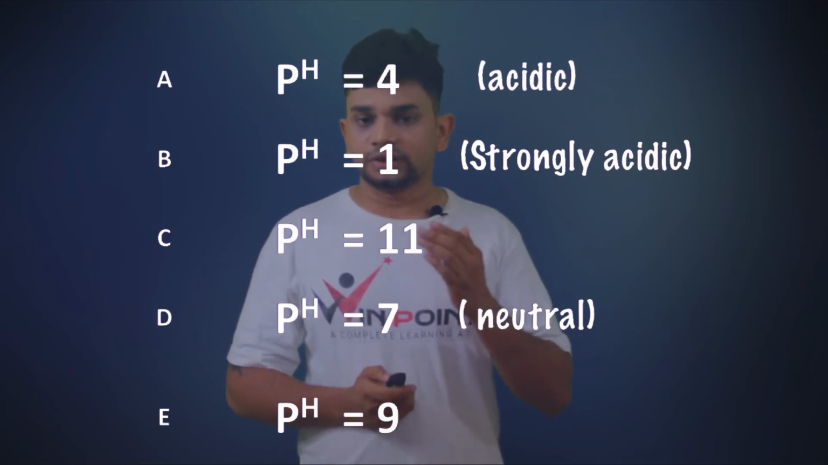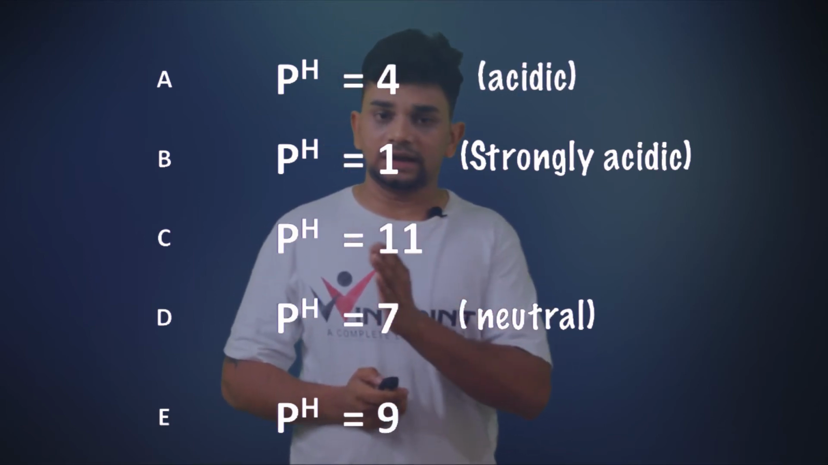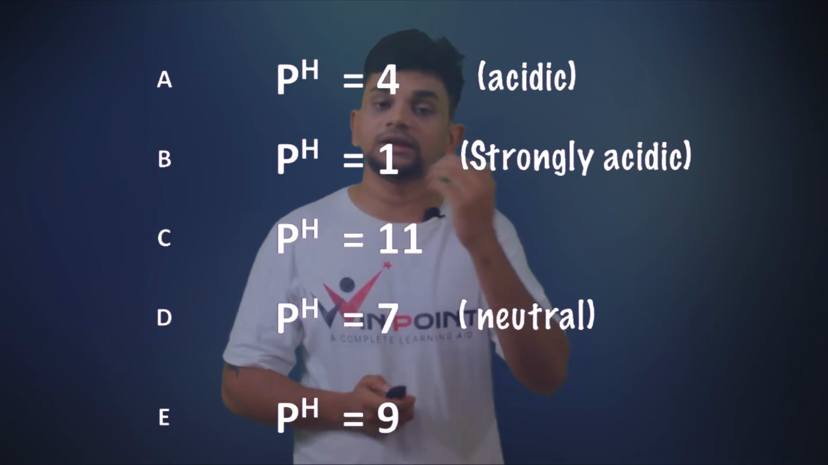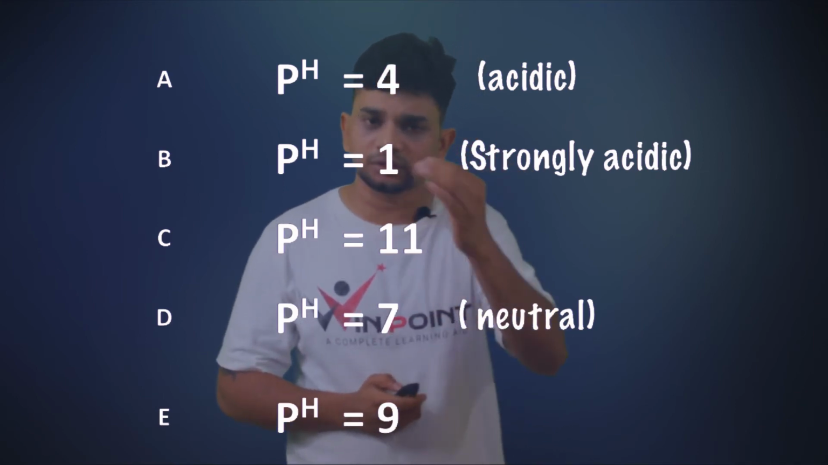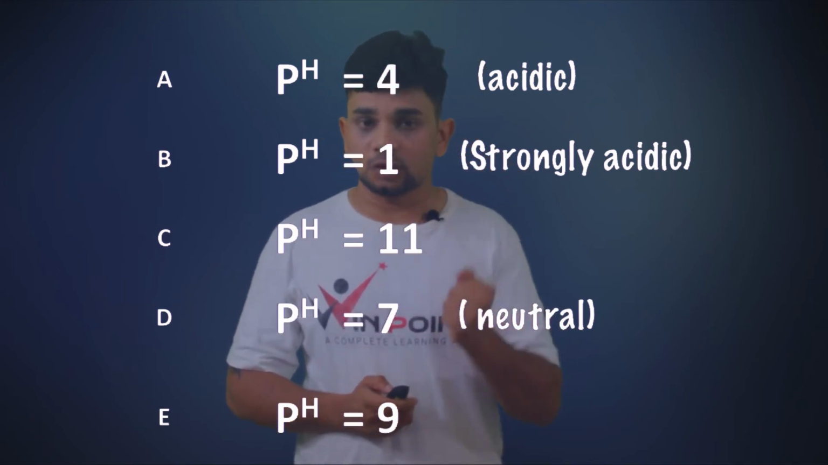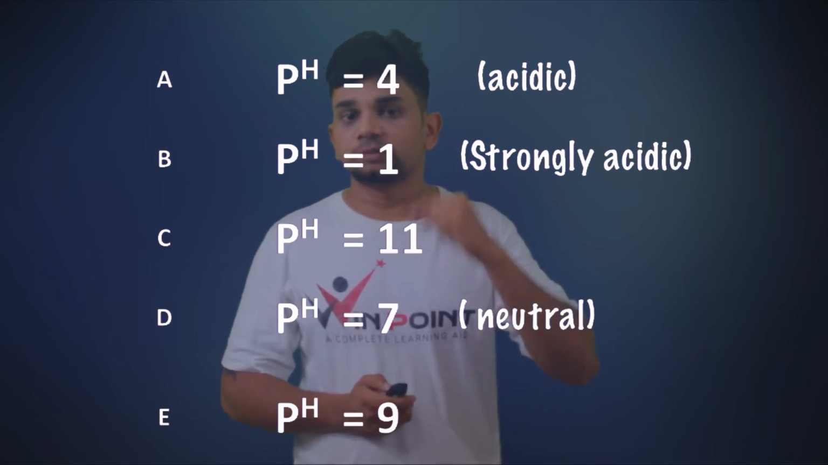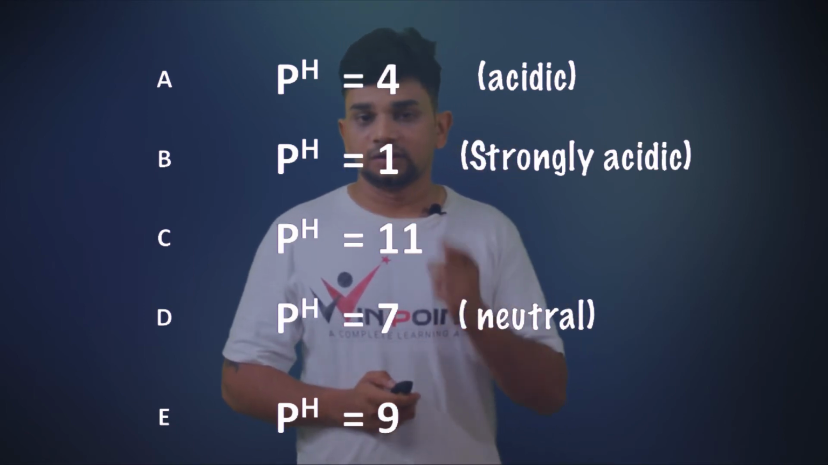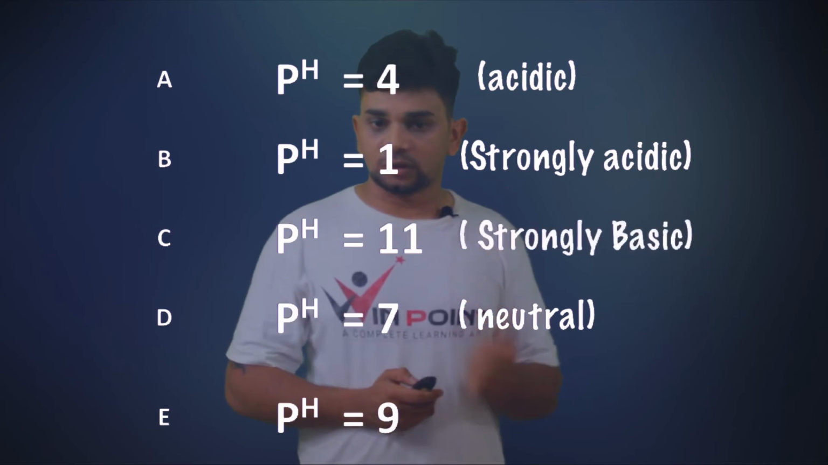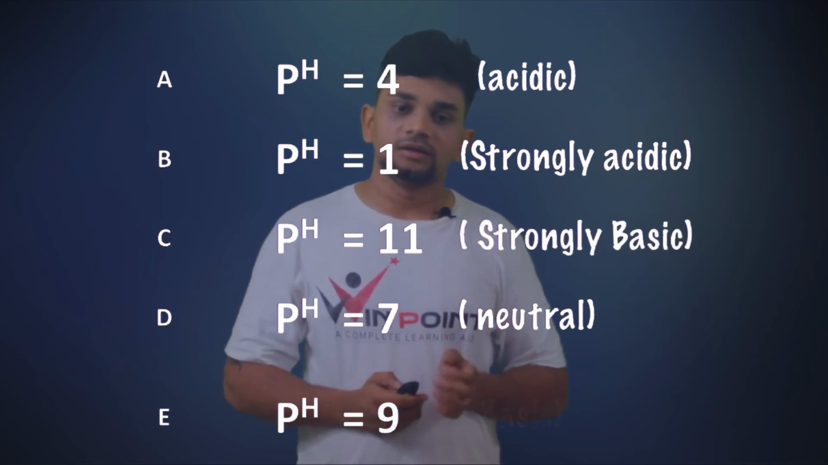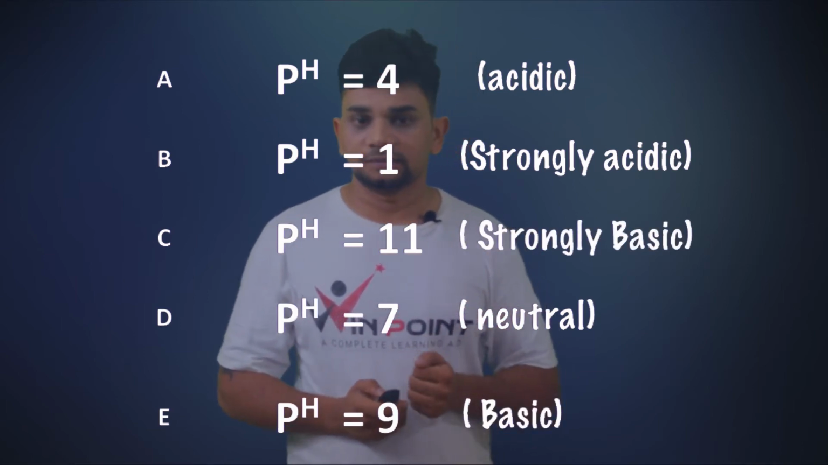And there are two solutions, pH equal to 11, pH equal to 9. These values are more than 7. Both are basic. Which one is strong base? If the pH value is more, it will be strong base. So pH equal to 11, that is strongly basic. pH equal to 9, basic, weakly basic.